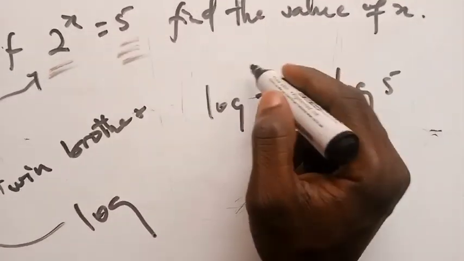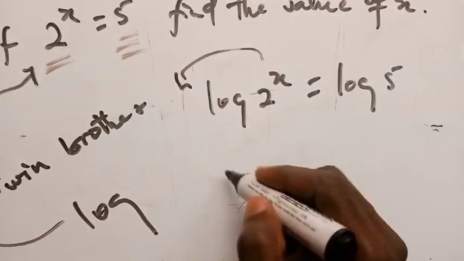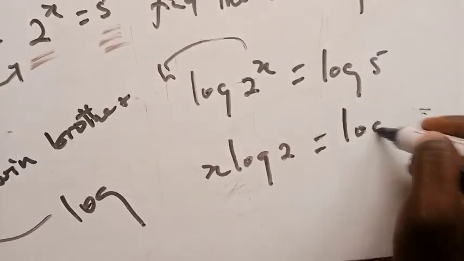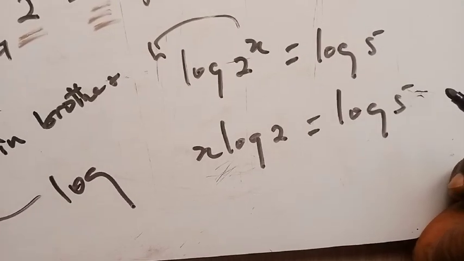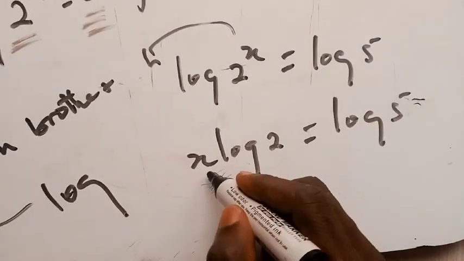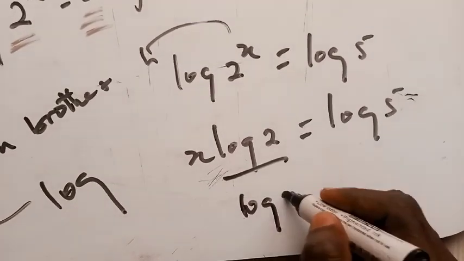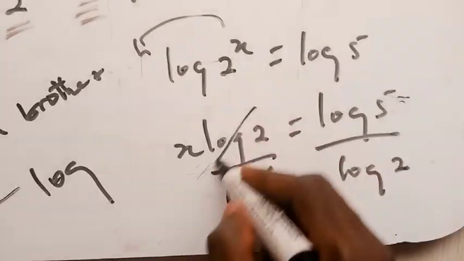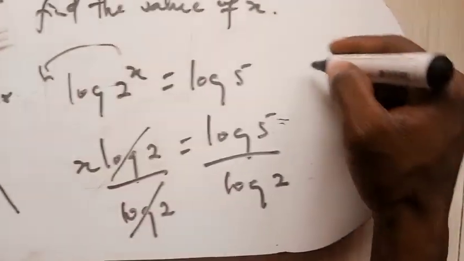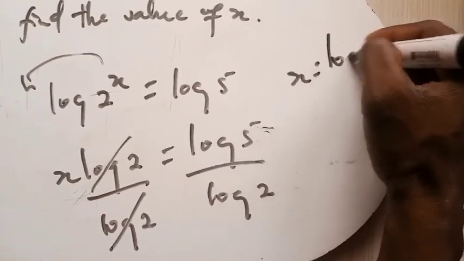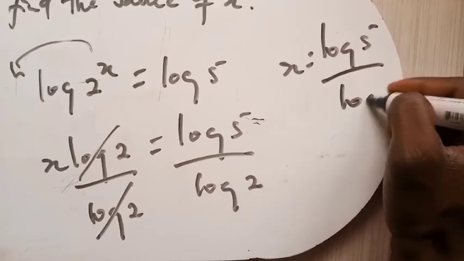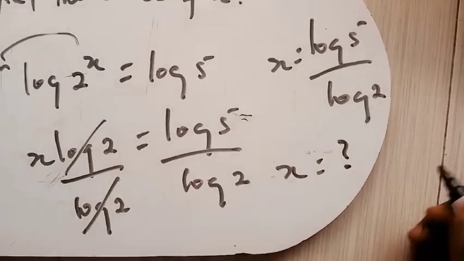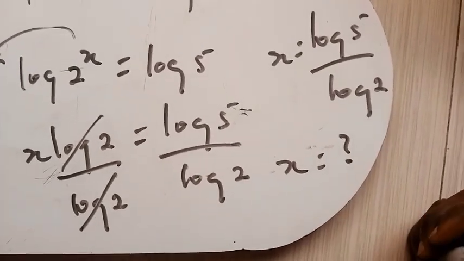Having taken the log, this x here will drop down. Yes, we have x log of 2 equal to log of 5, right? We are looking for the x here, so all that we are going to do is divide here by log 2, and then divide here by log 2. So this cancels this, and then we have our x equal to log of 5 over log of 2. Give me your answer to this x in the comment section below. That tells me that you are following the lesson. Is that okay?